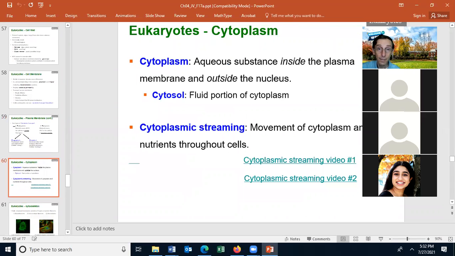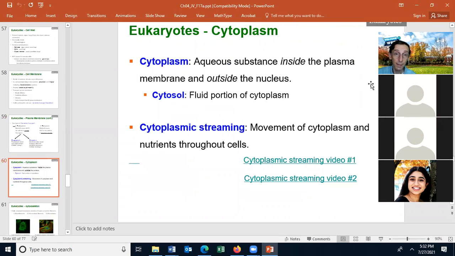All right, so let's talk a little bit about the cytoplasm. In eukaryotes, cytoplasm is the aqueous substance inside the plasma membrane, but outside of the nucleus. The cytosol is the fluid portion of the cytoplasm, but everything is called the cytoplasm. You can have cytoplasmic streaming.